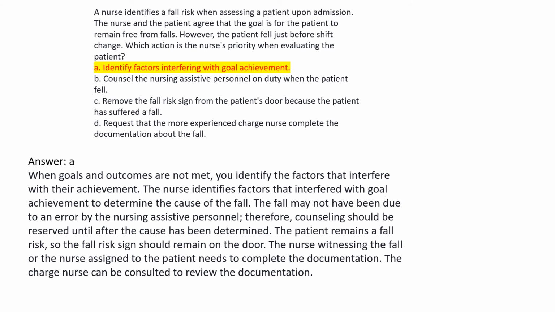The patient remains at fall risk, so the fall risk sign should remain on the door. The nurse witnessing the fall or the nurse assigned to the patient needs to complete the documentation. The charge nurse can be consulted to review the documentation.